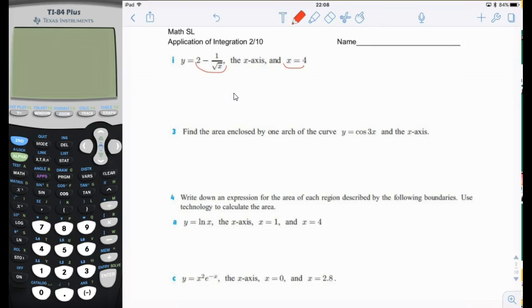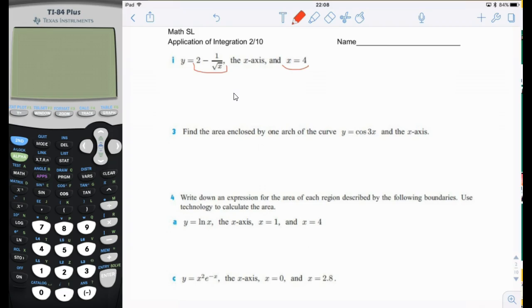Applications of integration, page 2. So we're continuing with the problems we did on the last page, and here they give us another function. I'm not exactly sure what this one graphs like, but it must be something that crosses the x-axis because they only give us one of the x limits and not both.